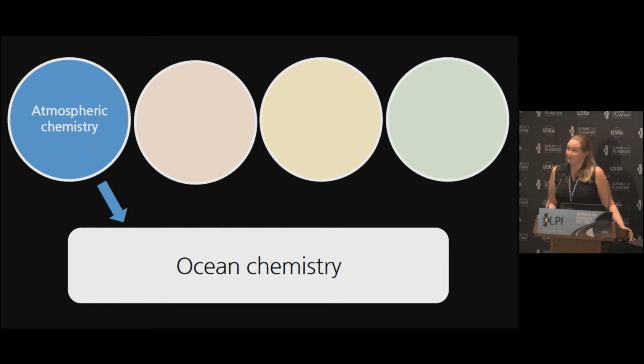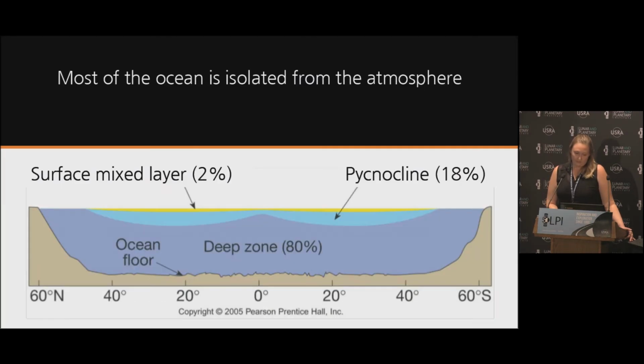I mean, in fact, atmospheric chemistry isn't even the most important control on ocean chemistry. And the reason that atmospheric chemistry matters so little is that most of the ocean is actually physically isolated from the atmosphere. So this is a cartoon showing the vertical structure of our ocean. At the top, the yellow sliver is the surface mixed layer. It represents a very small fraction of our ocean, and this is the portion that is actively mixed by the winds, has relatively homogeneous composition, and is actively communicating with the atmosphere.